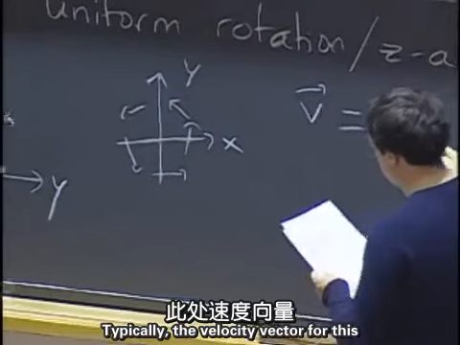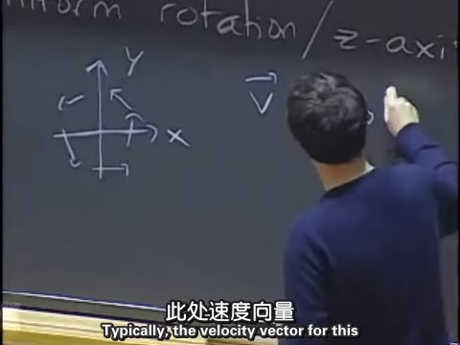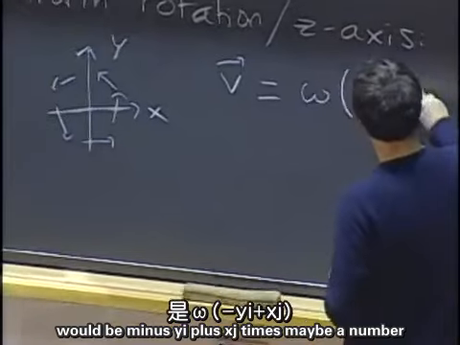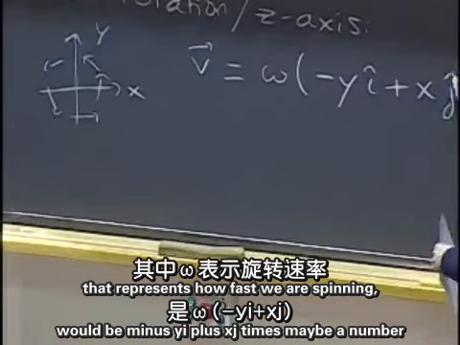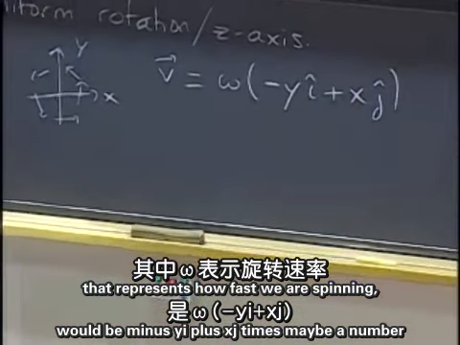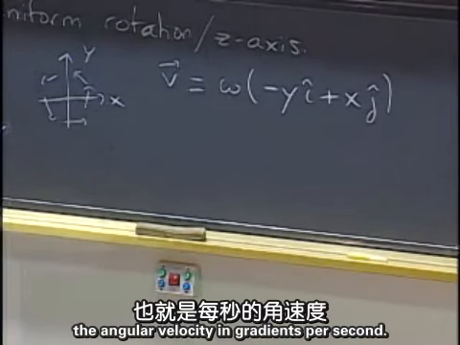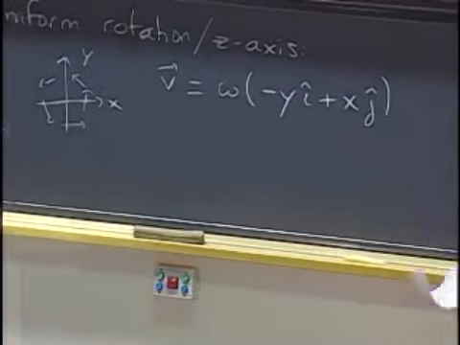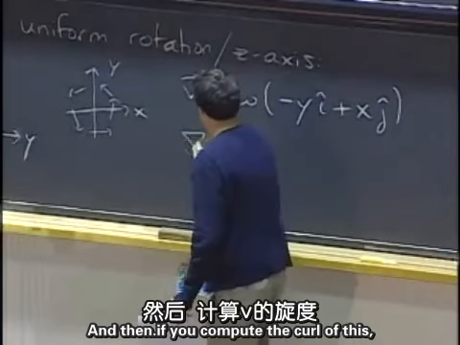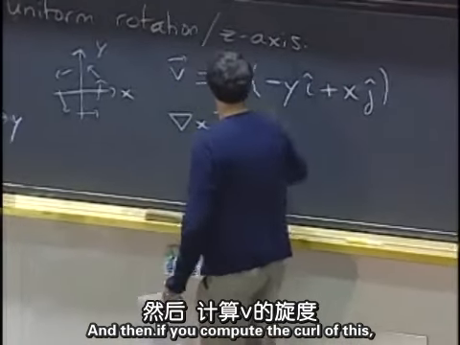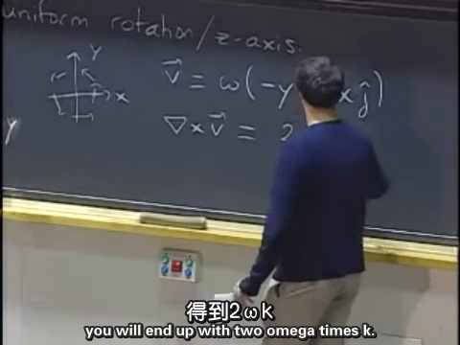So typically the velocity vector for this would be minus y i plus x j times maybe a number which represents how fast we're spinning, the angular velocity in radians per second. And then, if you compute the curl of this, you will end up with 2 omega times k.